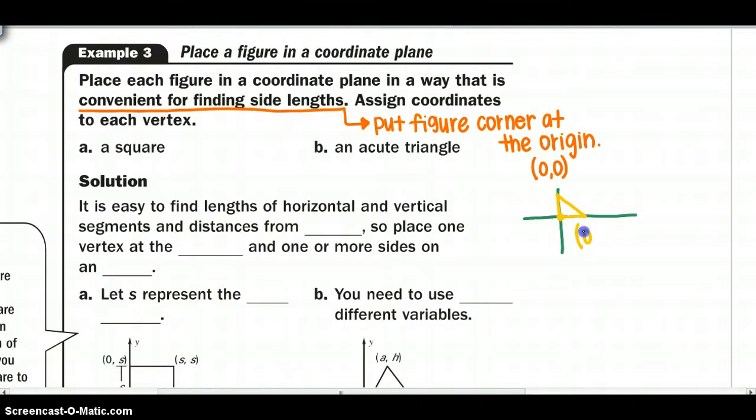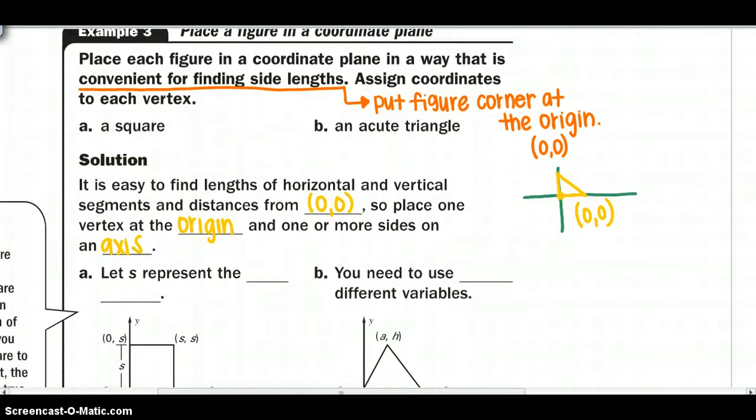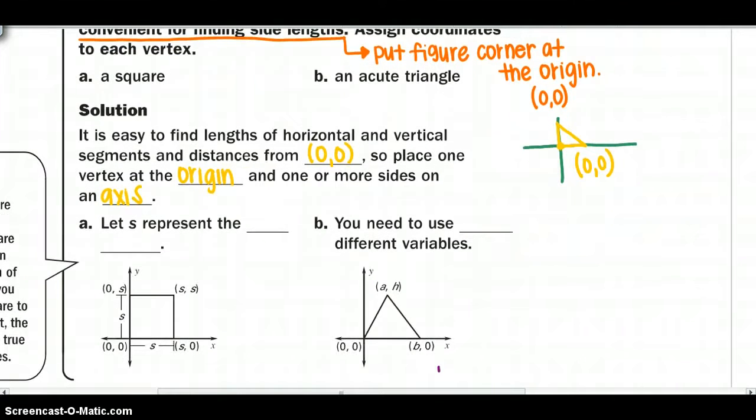so we know that the origin is always 0, 0. So it is easy to find the lengths of the horizontal and vertical segments and distance from 0, 0. So place one vertex at the origin and one or more sides, if you can, on the x and y axis. So in a square, let S represent the side length. Notice we are placing it at the origin and two side lengths are on the x and y axis.